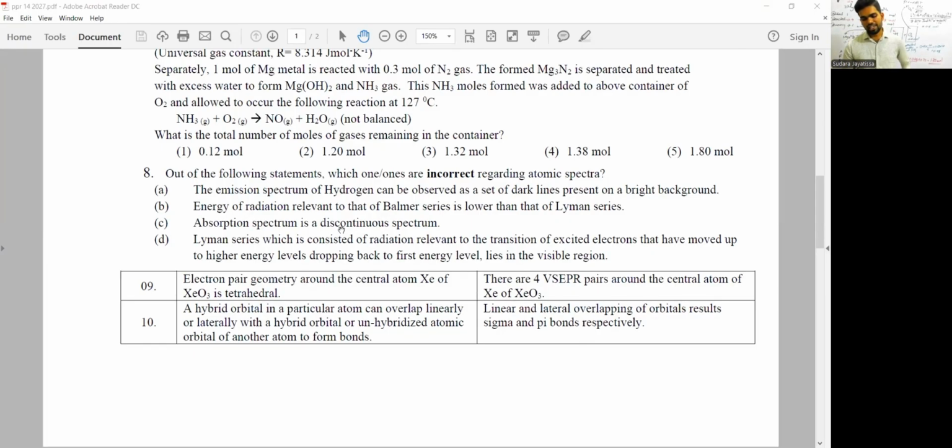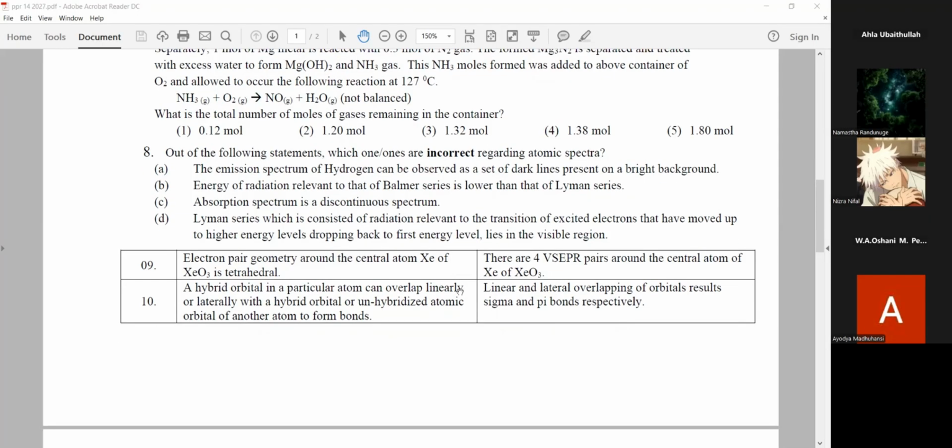It does not lie in the visible region. Lyman series fully lies in the UV region. So therefore, the last statement is wrong. The first part of the statement is correct, but the last part that tells it is in the visible region is incorrect. Is that clear? So they're asking for the incorrect statements, A and D. So answer is going to be answer 4. Yeah, shall we try the next one?